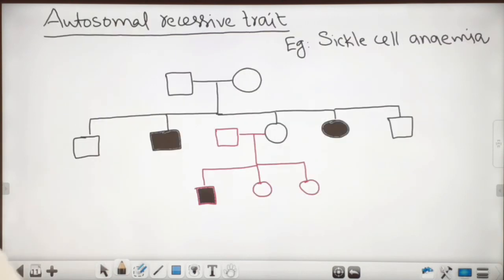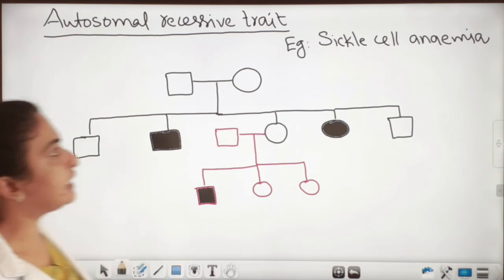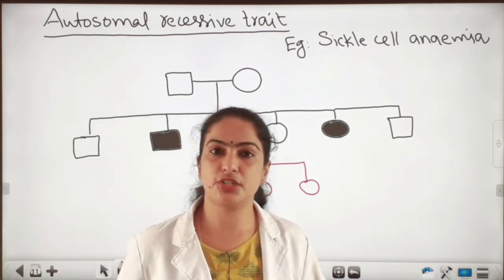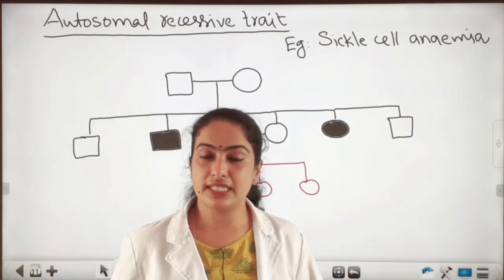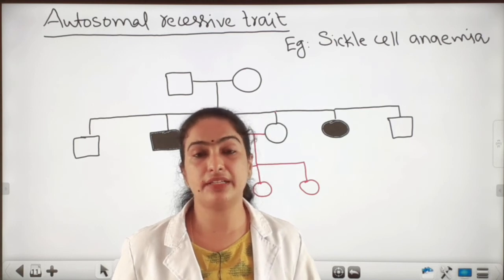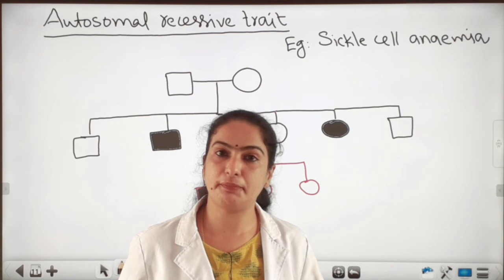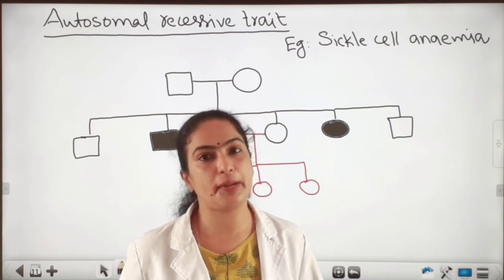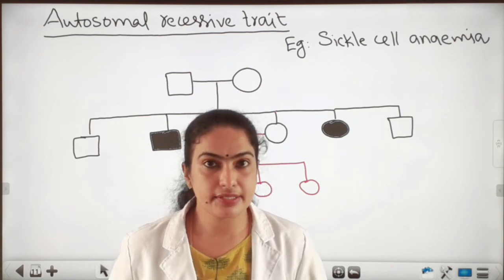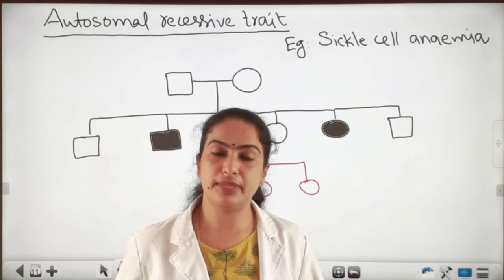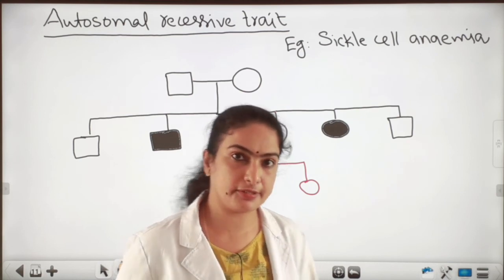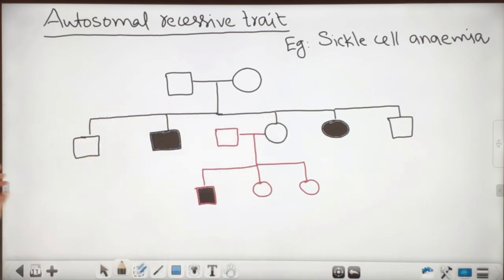Next example is autosomal recessive trait, example sickle cell anemia. Sickle cell anemia, I taught you, the normal RBC becomes sickle shaped and that leads to anemia. Moreover, this sickle shaped RBC causes block in the capillaries. And the details of sickle cell anemia I will teach you later. Okay, in the genetic disorders I will teach you.